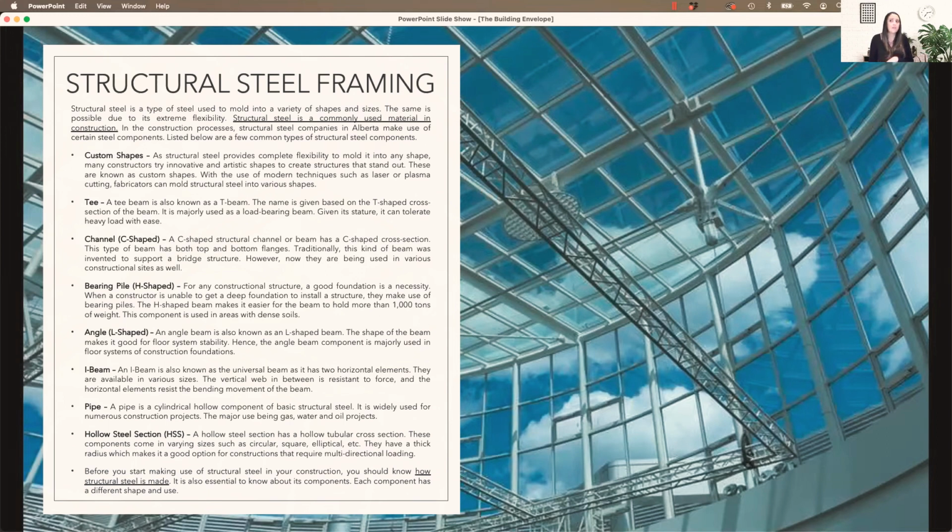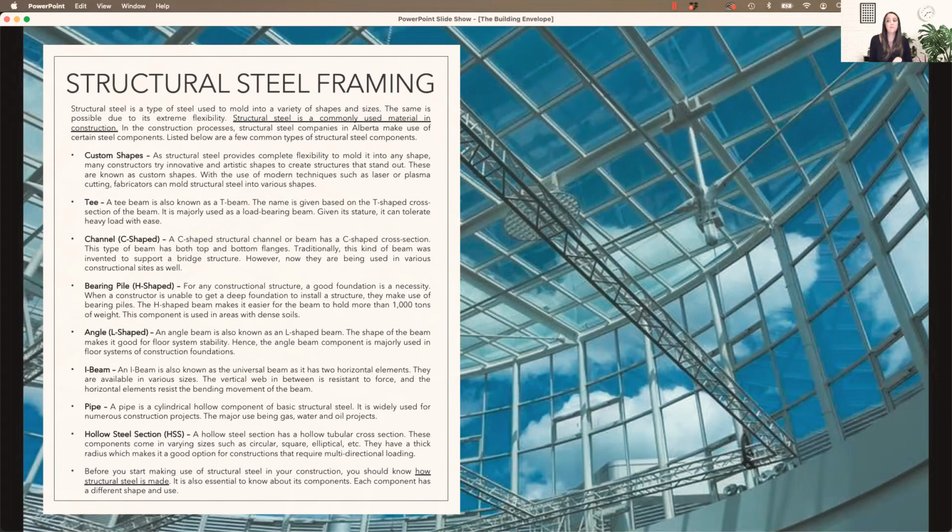There are channels, C-shaped structural beams that you'll often see where they literally just have the three sides. You see that a lot in interior wall framing in structural steel. There's the bearing pile, which is the H shape. And that is mostly to get those in those deeper foundations. We were talking about those drilled pier foundations.